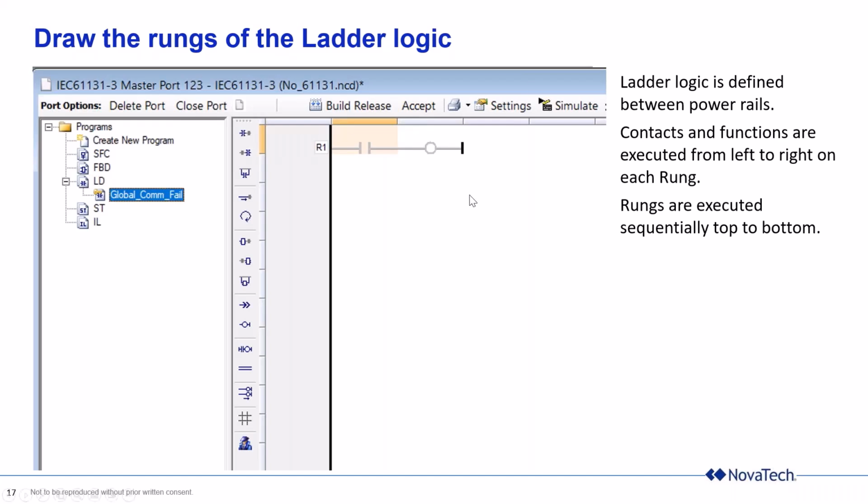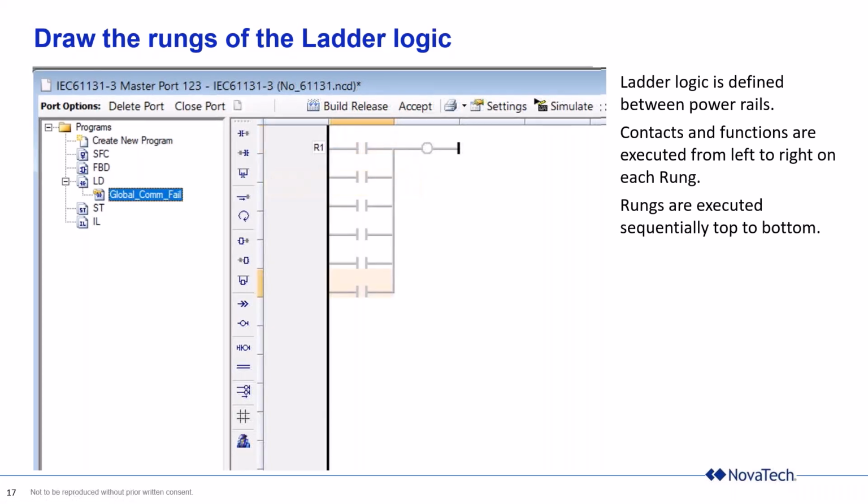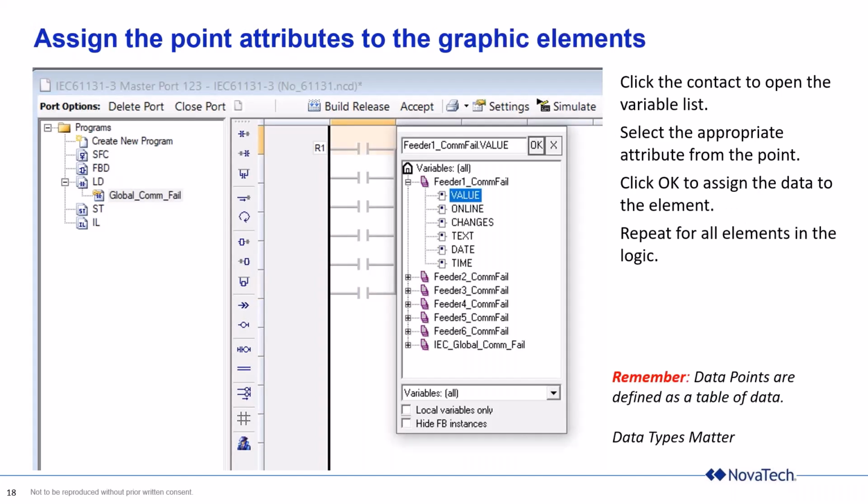This is just showing you a contact and a coil. So if you map a point in and you force the contact, the coil triggers. This is an example of an ORed contact. So if any of the points are on, it turns the coil on. And if you double click on that coil, it gives you all the available points in 61131.